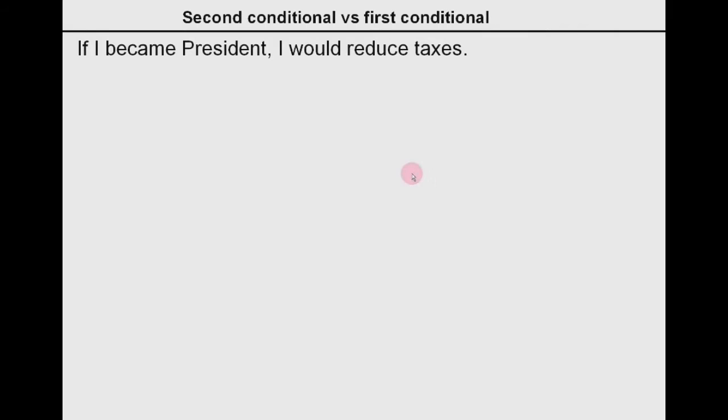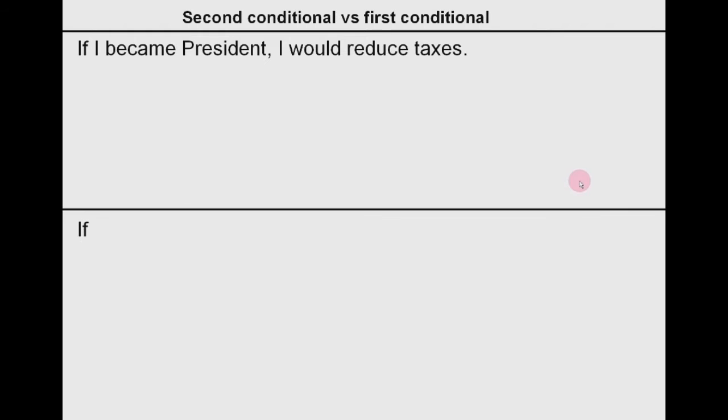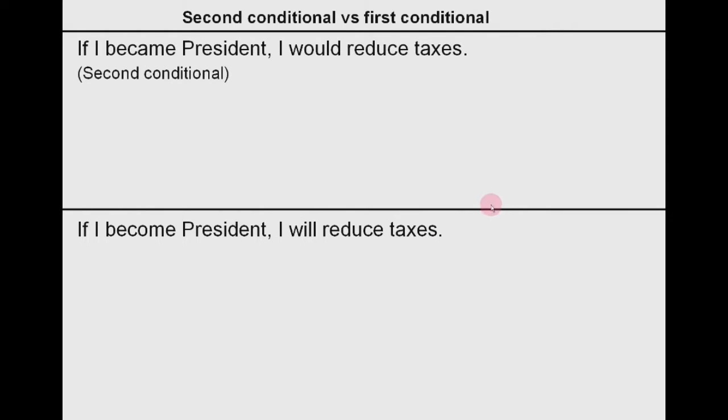Let's compare the second conditional with the first conditional. So we have two sentences. If I became president, I would reduce taxes. And we have a second sentence. If I become president, I will reduce taxes. So we have already seen this structure. This is the second conditional. This is what we have learned in today's lesson.